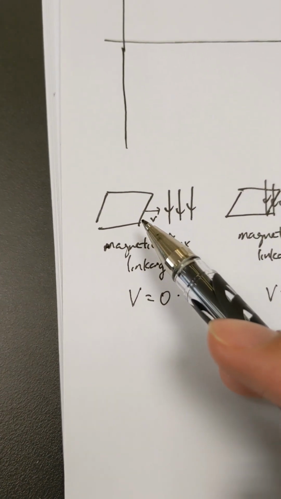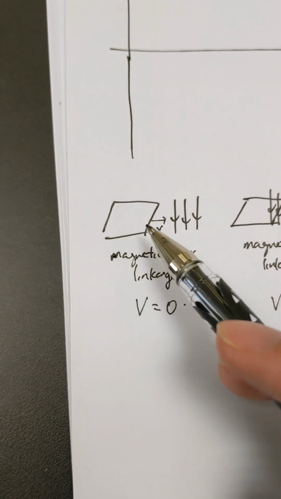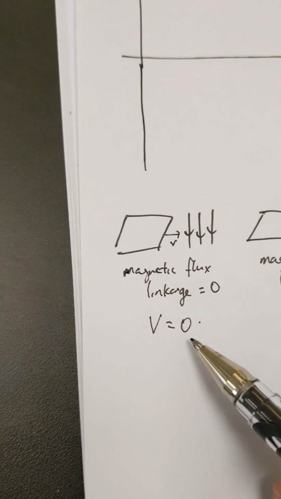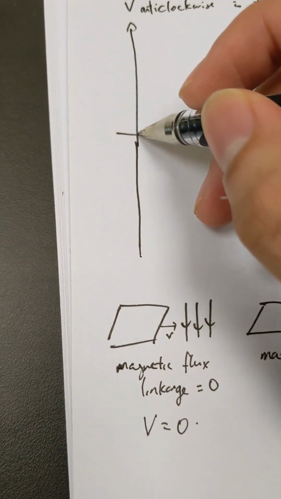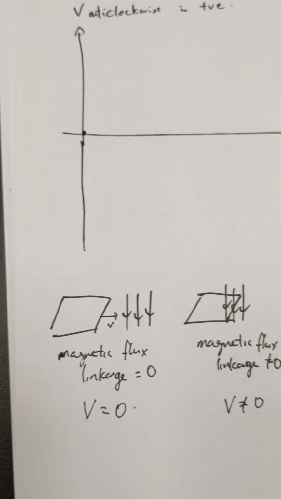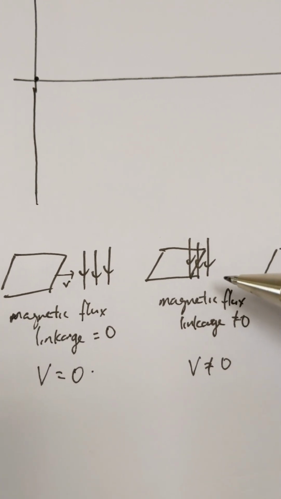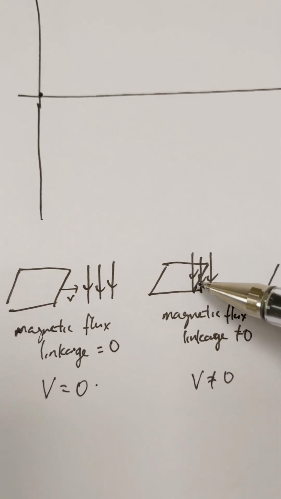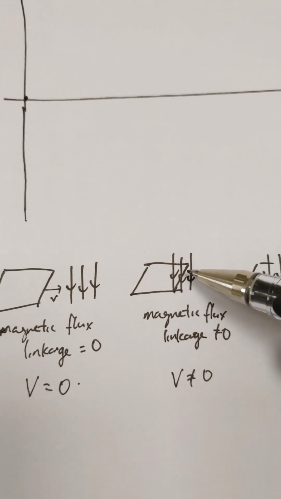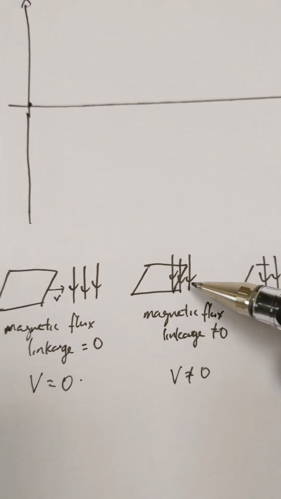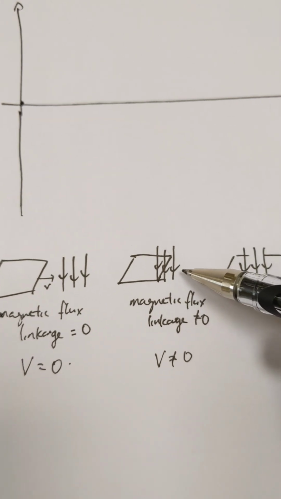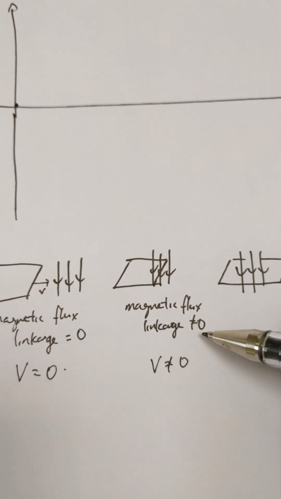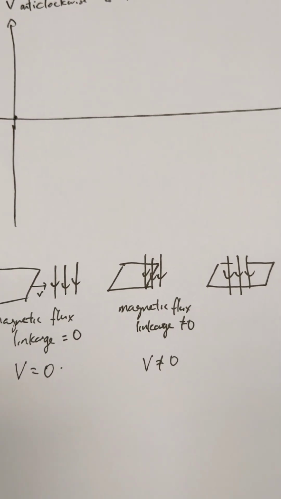In the original situation, the loop is outside the field lines, so there's no magnetic flux linkage and the voltage is 0. Now at this point in time, the loop is pulled through at constant speed, and eventually it's going to cut one of the magnetic field lines. It's going to cut them at constant speed because it has a constant velocity. So therefore my magnetic flux linkage is now not 0 and my voltage is not 0.